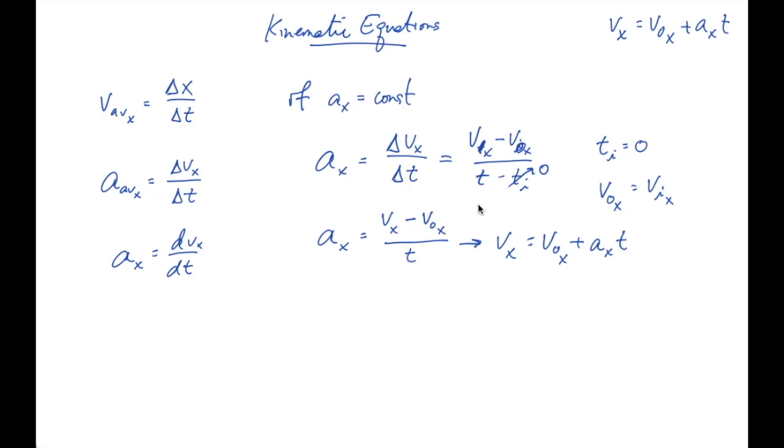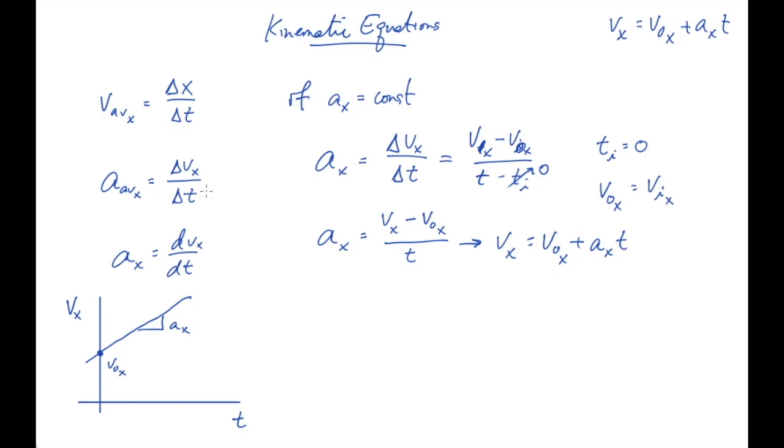Okay, to arrive at the next one, I want to make a plot of this equation. As a function of time, we'll plot the x component of velocity. Now this is the equation of a line. There's a y-intercept, and there's a slope. So this velocity function looks like this. There's a y-intercept, v naught x, and there's a slope that's the x component of acceleration. The acceleration is the slope of a velocity time curve.